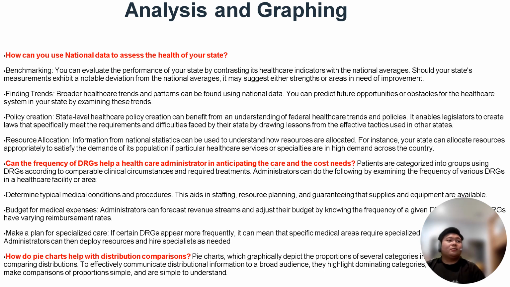How do pie charts help with distribution comparison? Pie charts, which graphically depict the proportion of several categories in a dataset, are useful for comparing distribution. To effectively communicate distributional information to a broad audience, they highlight dominating categories, offer a clear depiction, make comparisons of proportion simple, and are easy to understand.